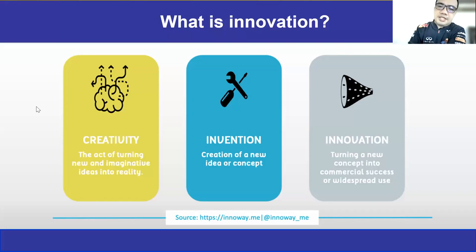When we implement that, we have an invention. And then if we're able to commercialize it, sell it to the market, through our products and services that we offer, then that's the part where we can say that what we thought of moved from an idea to innovation. So idea, invention, to innovation. Okay? I hope this is clear. So those are the differences, from invention to innovation.